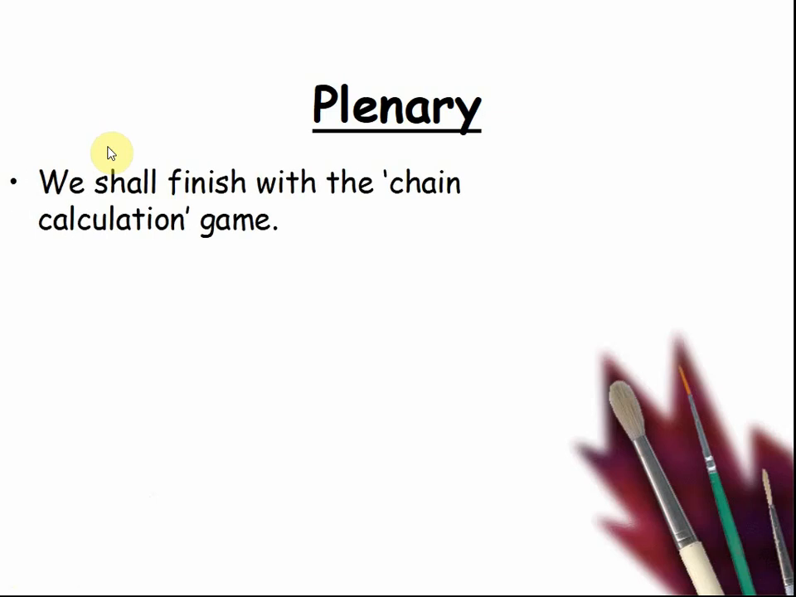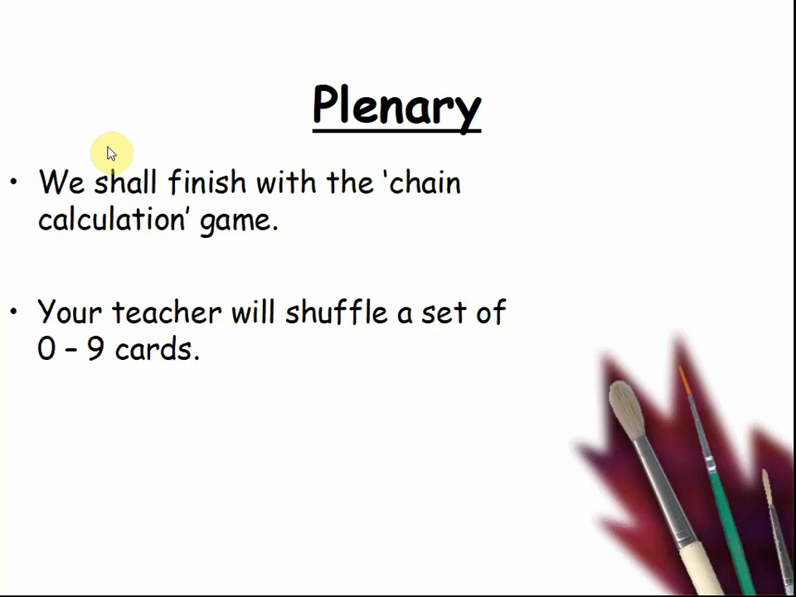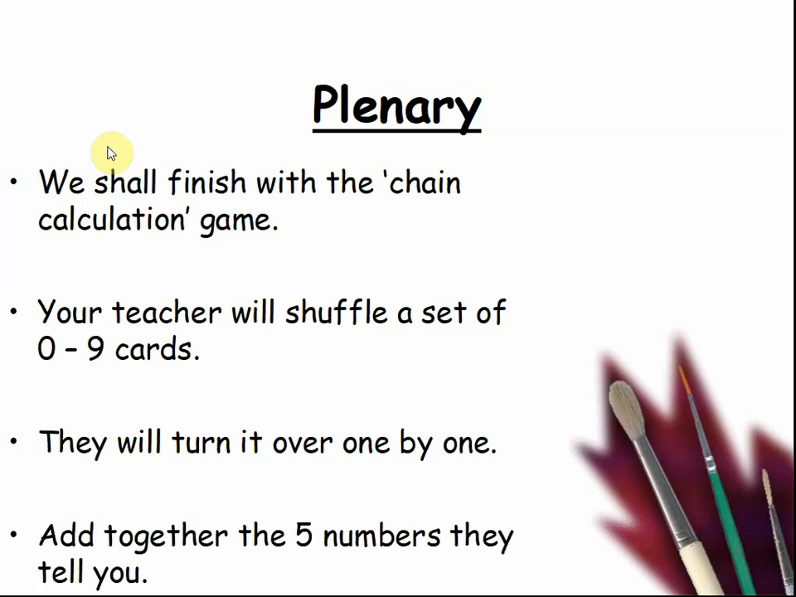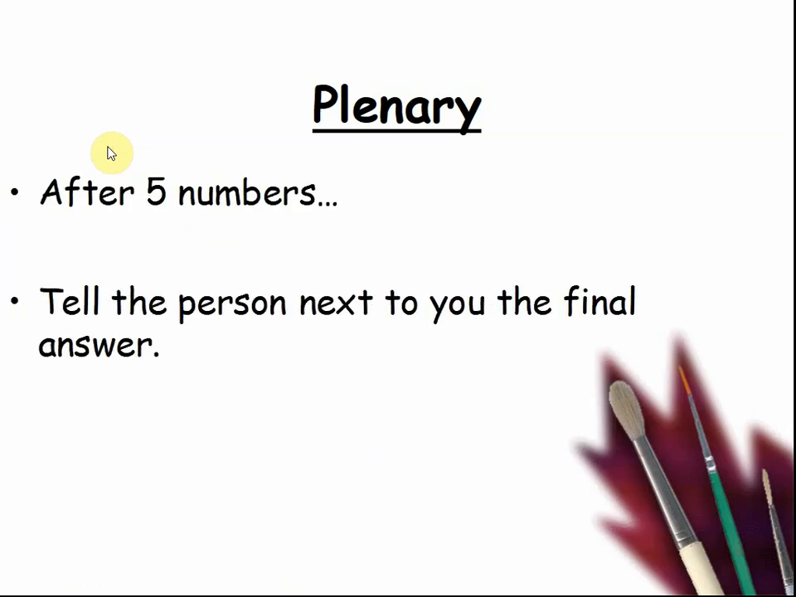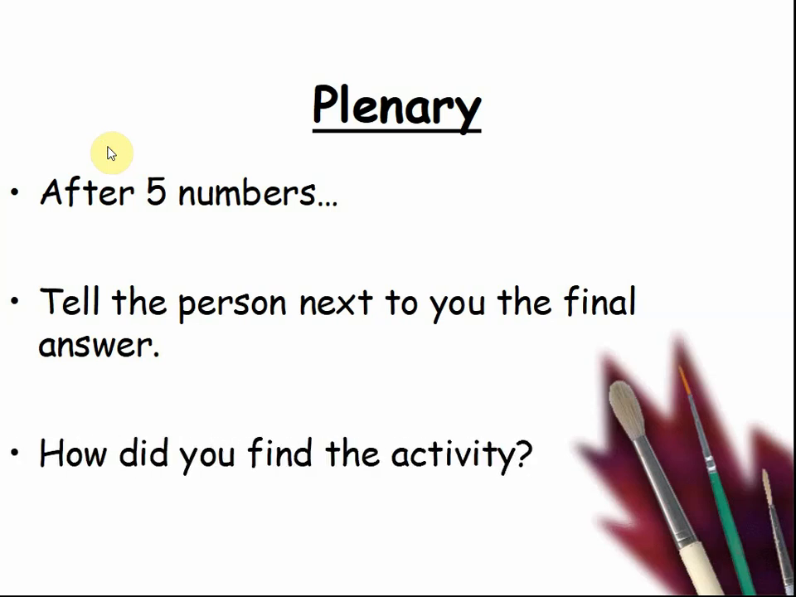Here is the plenary. We shall finish with the chain calculation game. Your teacher will shuffle a set of 0 to 9 cards. They will turn it over one by one. Add together the 5 numbers they tell you, so you can pause the video and play the game. After the 5 numbers, tell the person next to you the final answer. How did you find the activity? Pause the video and tell your teacher and the class.